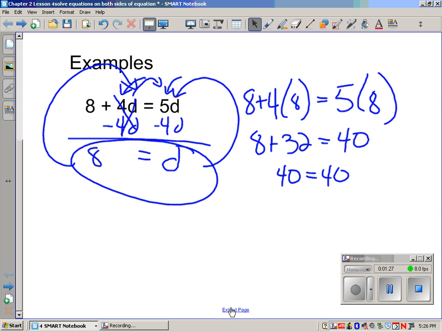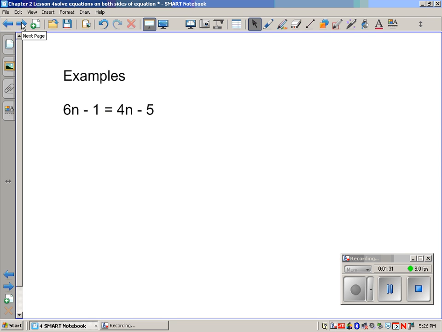Okay, moving on to our next example. 6n minus 1 equals 4n minus 5. You see we have variables on both sides of the equation. This is the variable n, so we're going to look at the highest positive coefficient, which is 6. 6 is higher than 4, so we're going to move our 4. In front of the 4 there is nothing, so you say it's a plus 4. So we're going to subtract 4n from both sides of the equation.